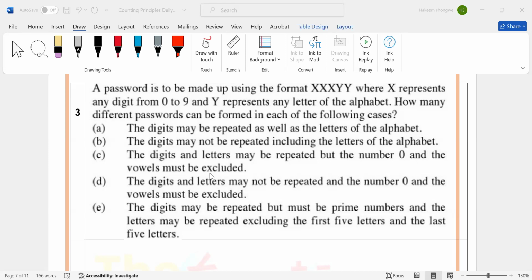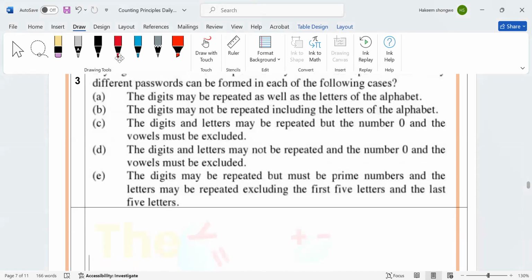So we have 5 spaces all in all, but we are going to divide them such that 2 of them represent letters. So let's say we have 1, 2, 3. This is for digits. And then we have 1, 2, which is for alphabets. The digits may be repeated as well as the letters may be repeated. How many letters do we have? 26. And how many digits do we have? 10.